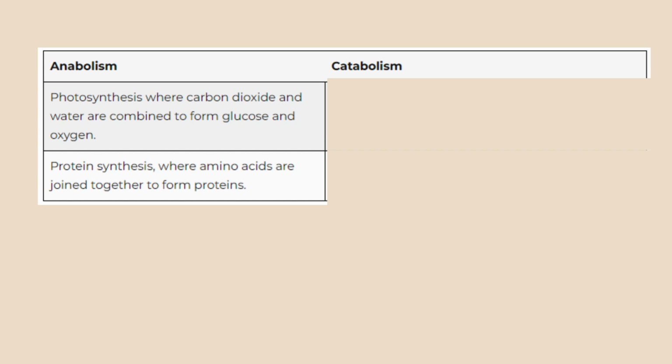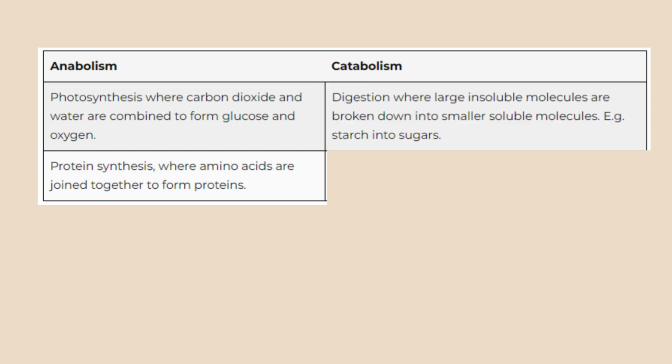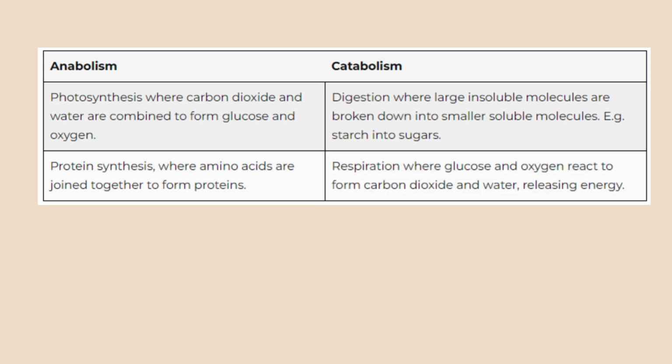Examples of catabolism are digestion, where large insoluble molecules are broken down into smaller soluble molecules, such as starch into sugars, or respiration, where glucose and oxygen react to form carbon dioxide and water, releasing energy.